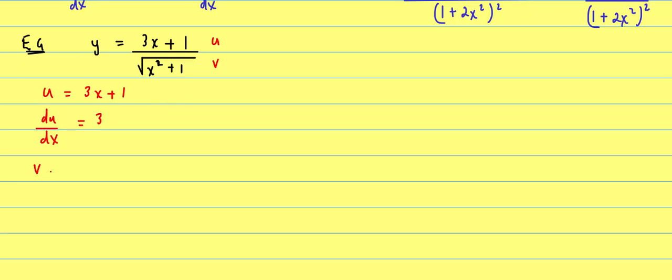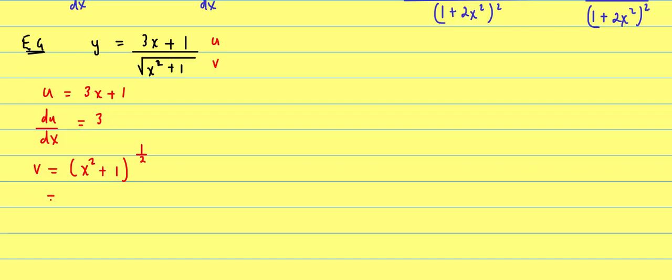And similarly, if v is equal to, firstly I'm going to convert this into x squared plus 1 to the power of a half. Now we're going to need to make use of the chain rule to differentiate this expression here. If you are unsure of how to make use of the chain rule, I encourage you to look at one of my videos that looks at how to differentiate a function of this form here using the chain rule.